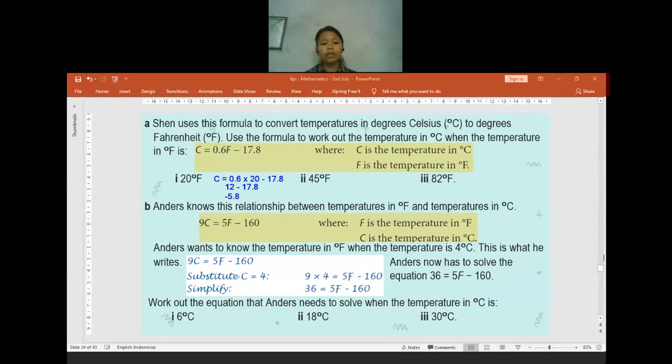Have you done question 10? Anyone want to help me to answer question 10A2? How many degrees Celsius will it be when it is 45 degrees Fahrenheit?